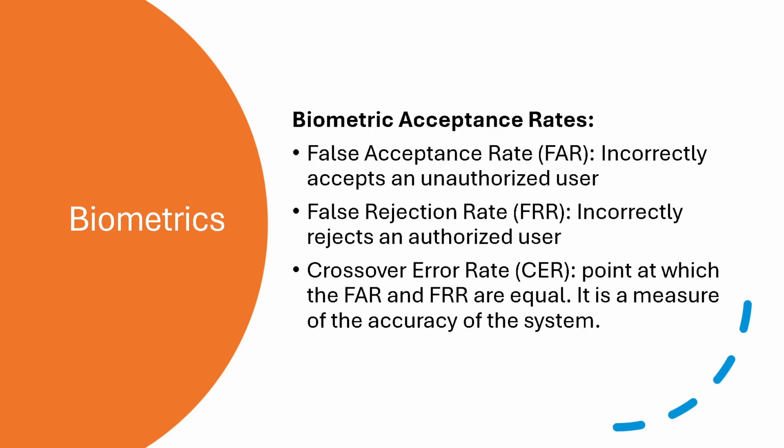False rejection rate, or FRR. This is the rate at which a biometric system incorrectly rejects an authorized user. A high FRR can be frustrating for legitimate users as they are denied access. Crossover error rate. It is the point at which FAR and FRR are equal. It is a common measure of the overall accuracy of a biometric system. A lower CER indicates a more accurate and reliable biometric system.